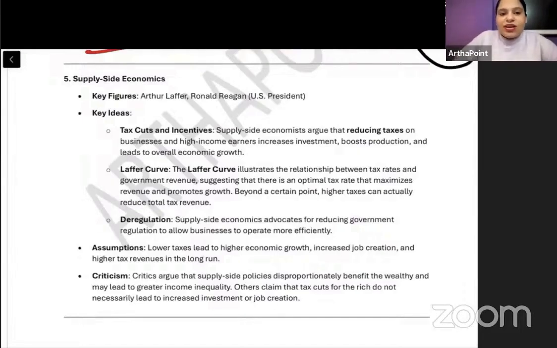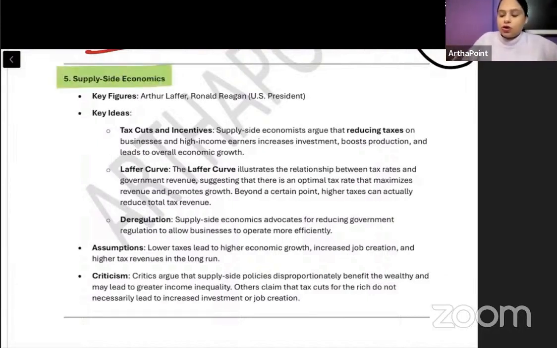But let us go ahead and continue with the different schools of economics. We had already done 4 schools of economics. And today I'm going to do the remaining 4-5 schools of economics. Okay. The first one that I want to focus on is supply side economics.